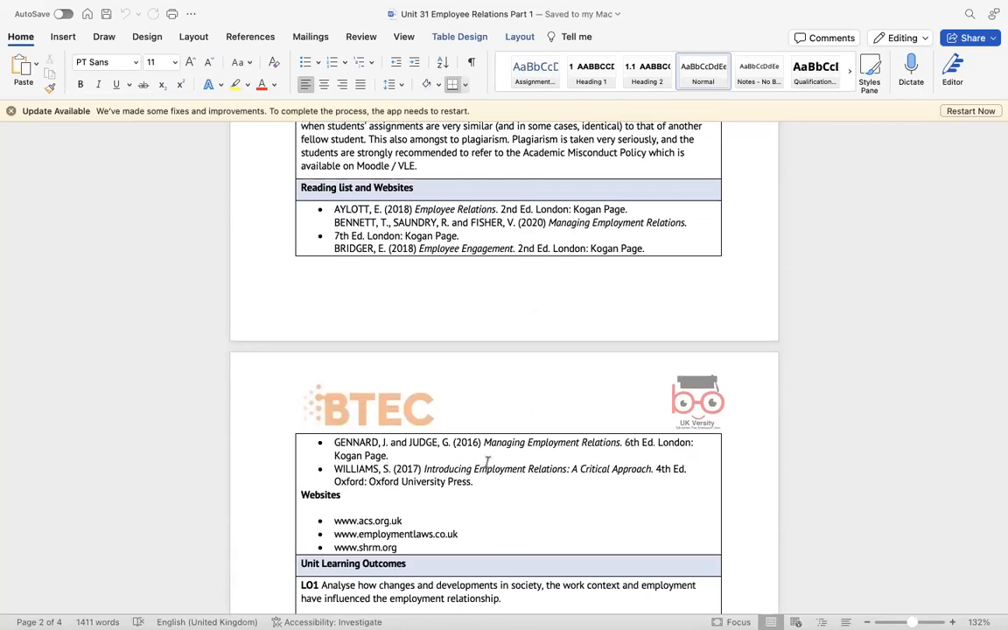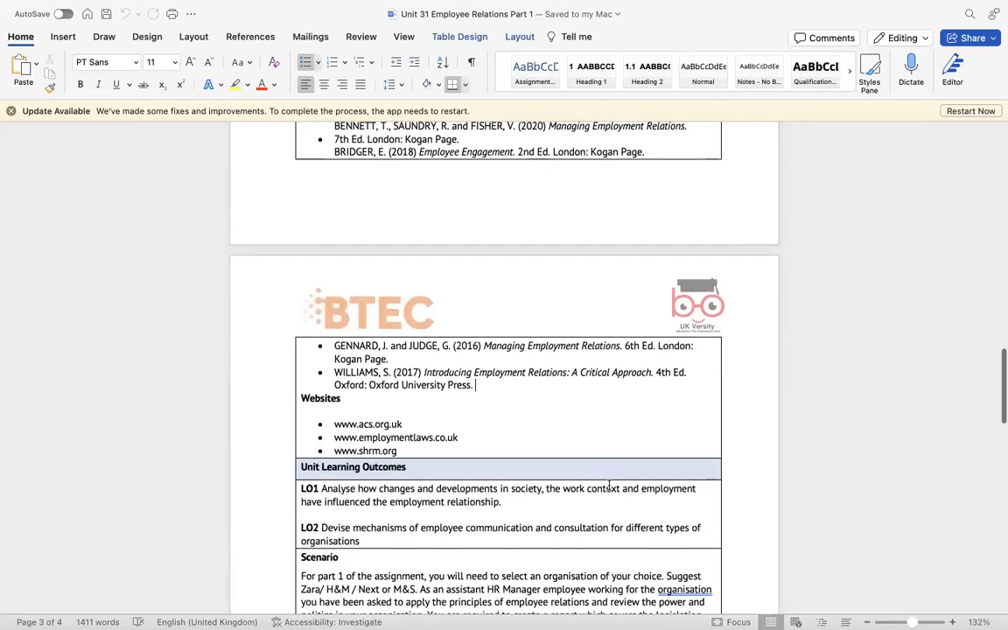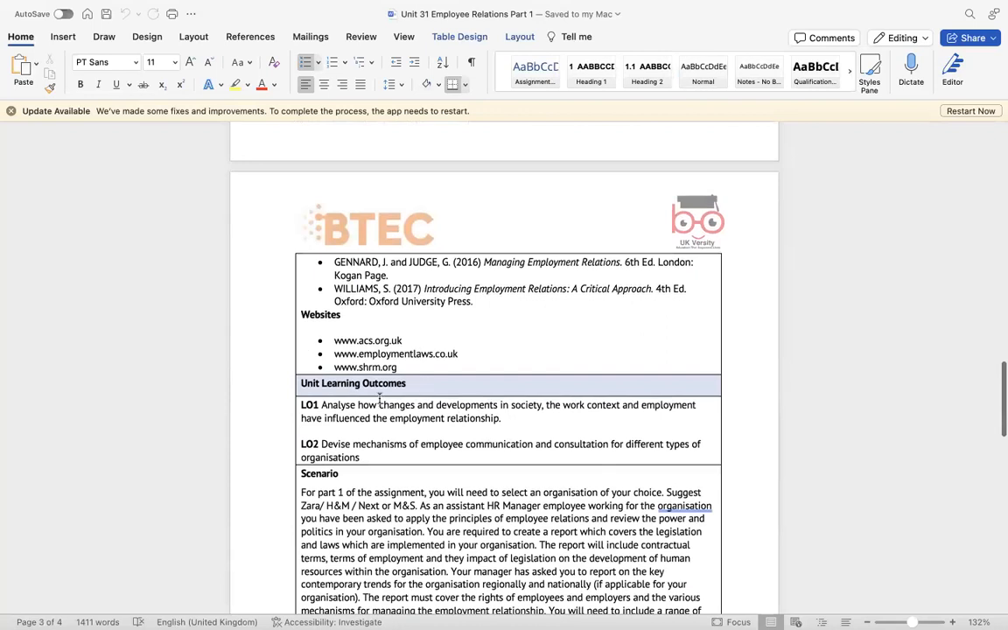The 4th edition Williams, Introducing Employment Relations, is really good. I used to use this a lot. So make sure you're using all of the information that's provided over there. These are the different websites.